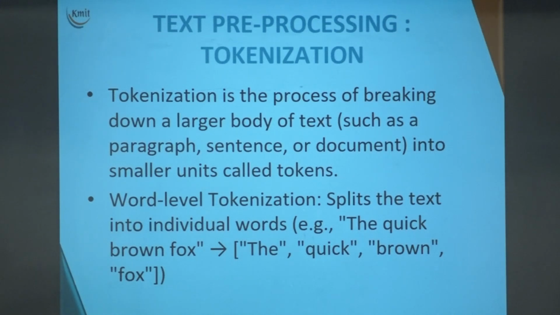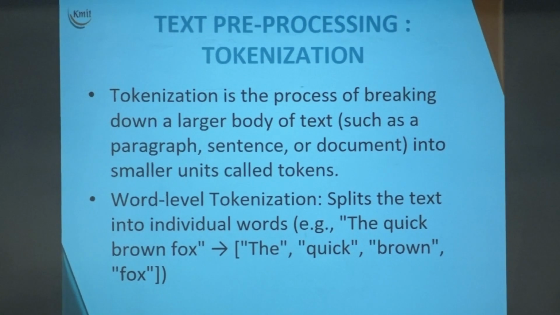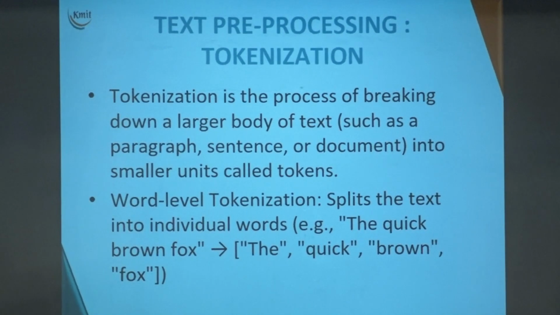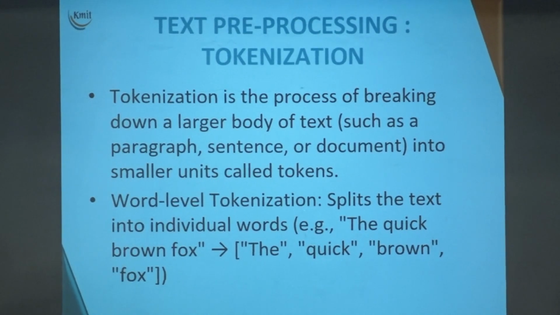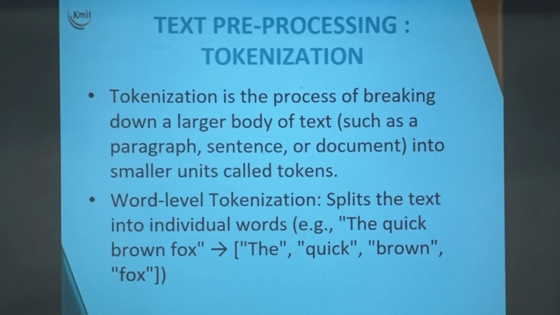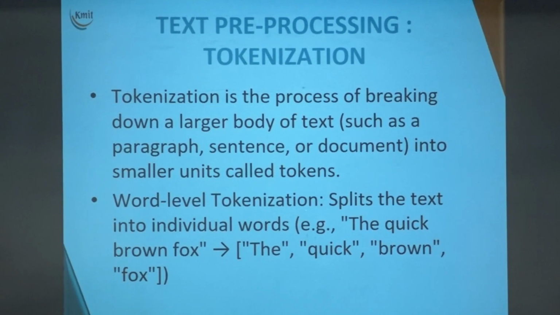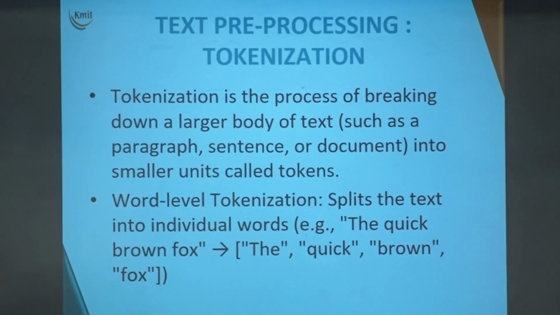So word level tokenization is going to split the text into individual words. One example is given over there. The quick brown fox was the sentence, and we have tokenized it into how many tokens? 4 tokens. You can see the list of tokens: the, quick, brown, fox. This is word level tokenization. The sentence is broken down into individual words, but those words should be unique in nature, that you have to see. Are you clear?